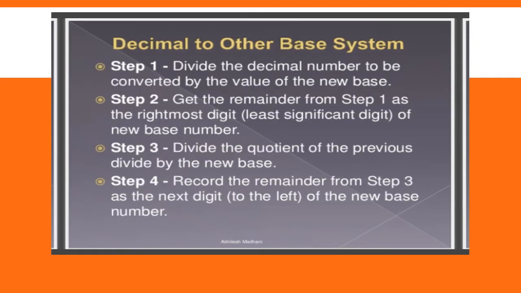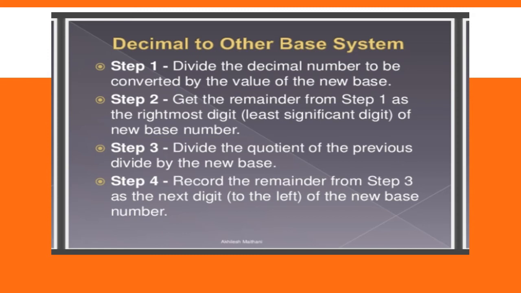What are the steps to convert a decimal number into another base system? Here some steps are given. In step 1, divide the decimal number to be converted by the value of the new base. Step 2. Get the remainder from step 1 as the rightmost digit of the new base number.